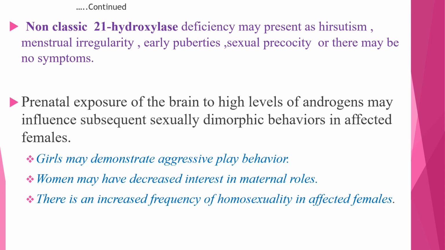Non-classic 21-hydroxylase deficiency may present as hirsutism, menstrual irregularity, early puberty, sexual precocity, or there may be no symptoms at all in females. Prenatal exposure of the brain to high levels of androgens might influence subsequent sexually dimorphic behaviors in affected females. So, girls might demonstrate aggressive play behavior. Women may have decreased interest in maternal roles. There is an increased frequency of homosexuality in affected females.